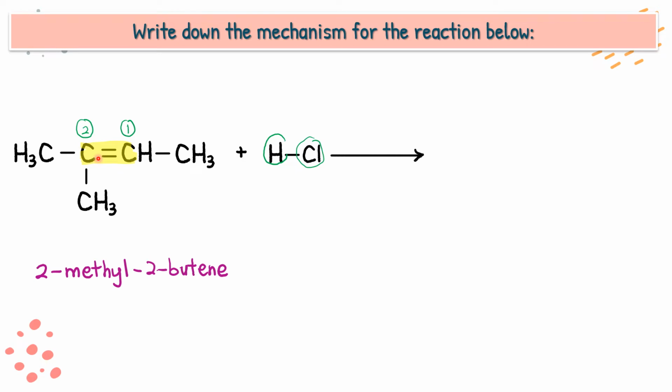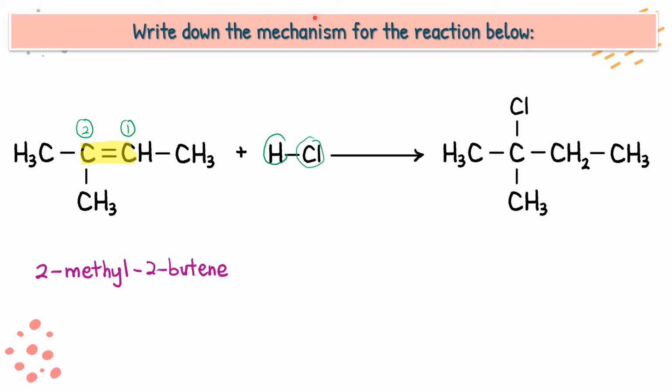Okay, lepas tu barulah kita lukis kita punya produk. So, hydrogen at carbon 1 dekat sini, chlorine at the second carbon over here. So, the name of the product over here, we have 2-chloro-2-methylbutane. So now, let's take a look at the mechanism.